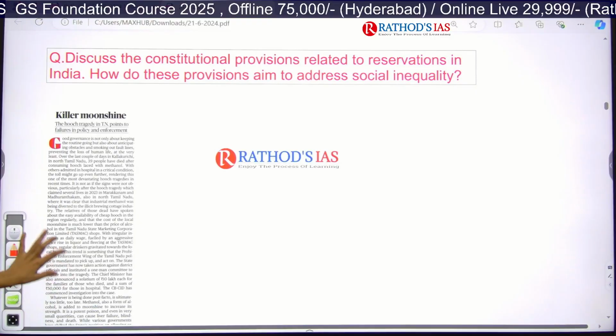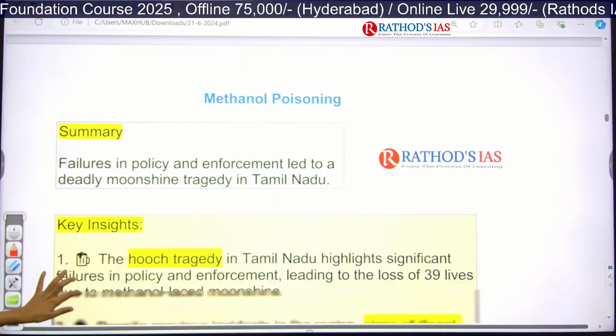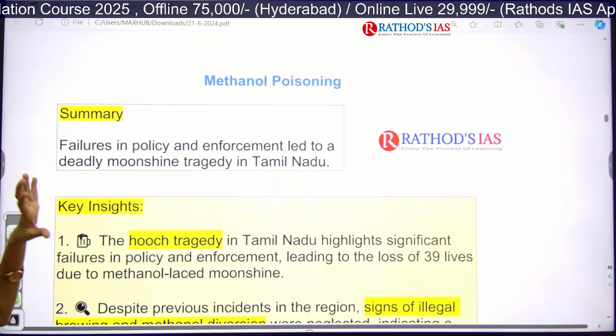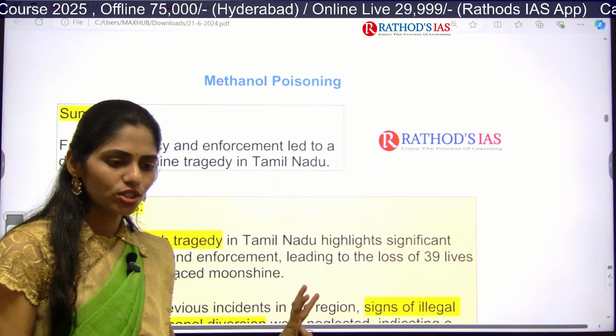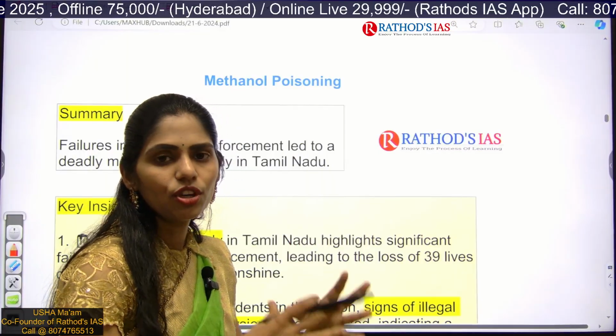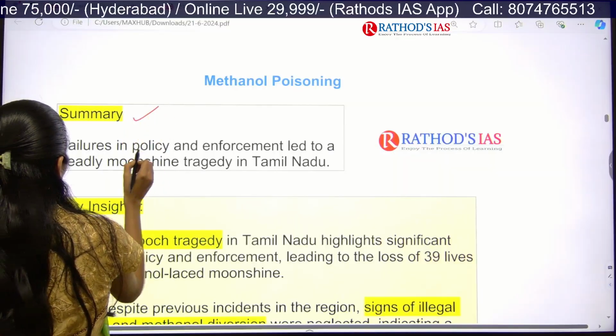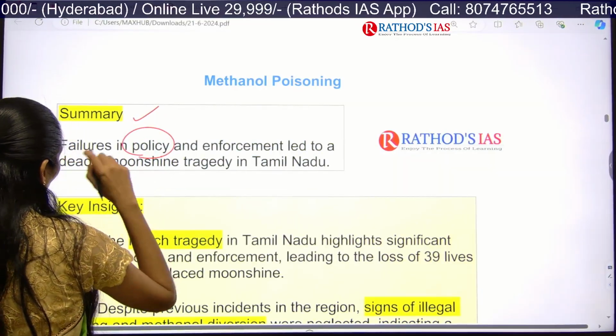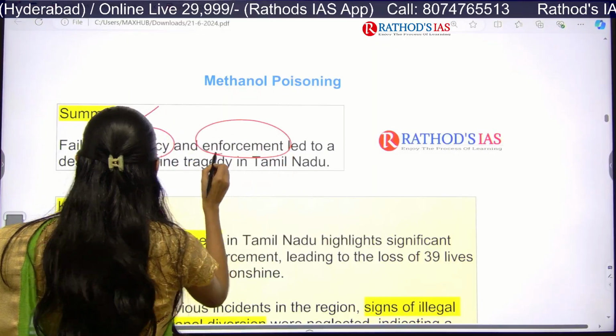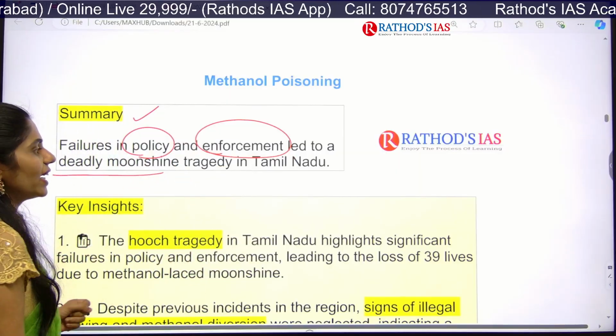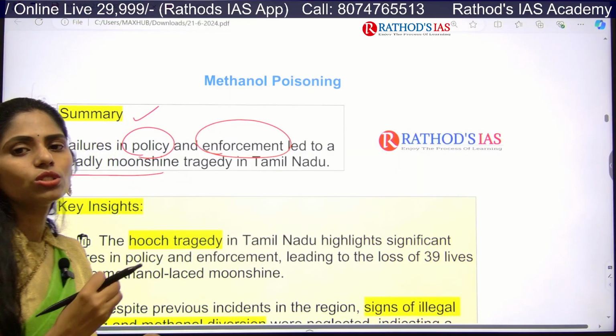It is about a huge tragedy. I already gave you the dimensions. So what is the summary? As I said, there are 3 articles in today's newspaper talking about this tragedy. We are going to see them together. The summary says that failure in policy and enforcement of law led to the deadly moonshine tragedy in Tamil Nadu. So it is not a small thing.